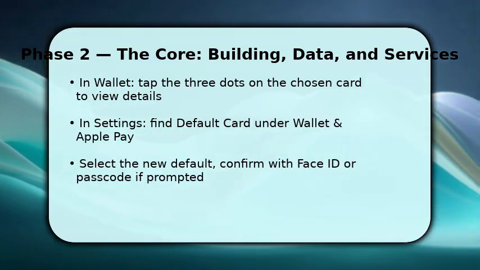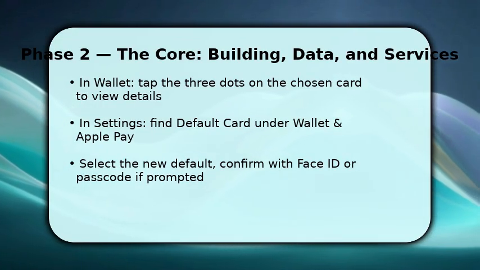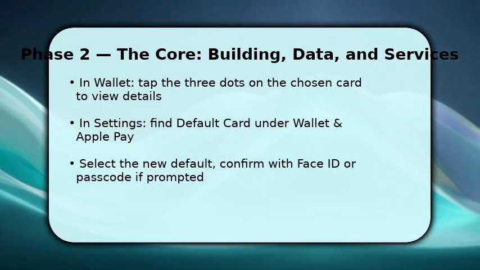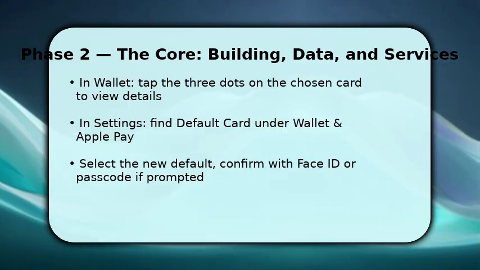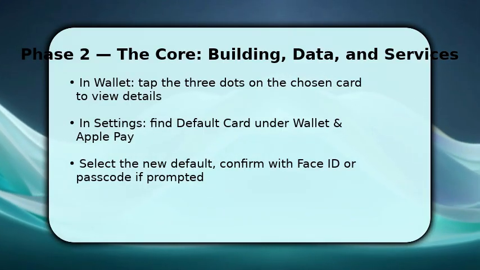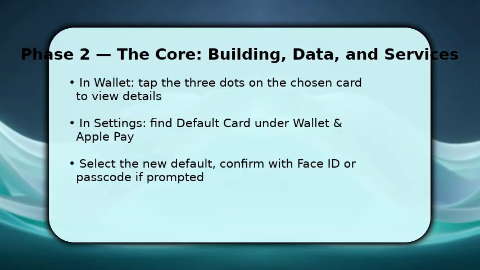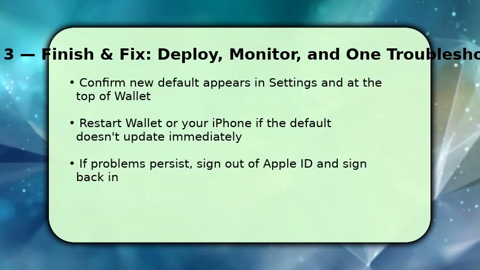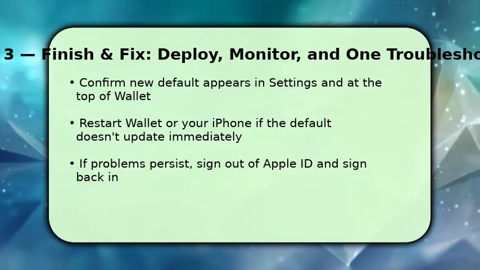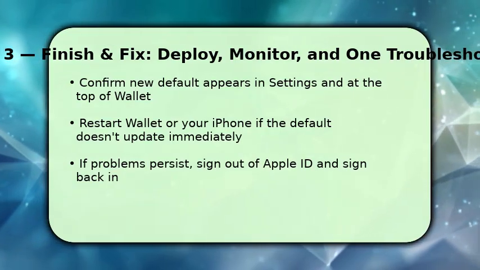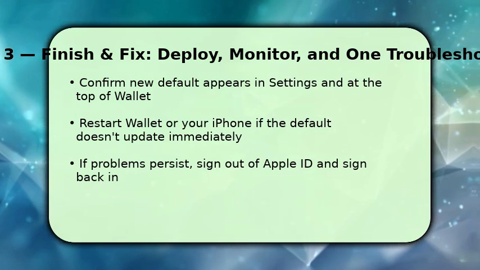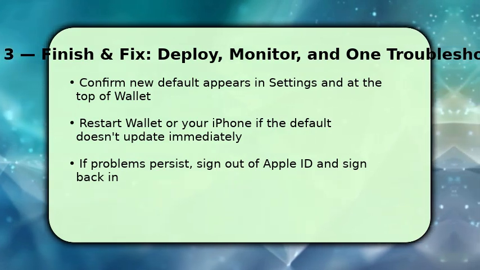Once selected, the system may prompt for Face ID, Touch ID, or your passcode. Authenticate to finalize. Make sure to verify by holding your phone near a terminal in an inactive test to see the active card light. Finish by confirming the new default appears at the top of Wallet and in Settings. Once done, try a small contactless payment to ensure the device uses the selected card.